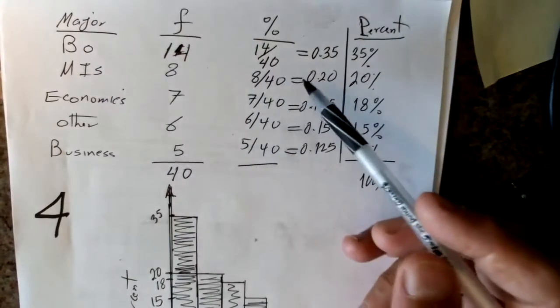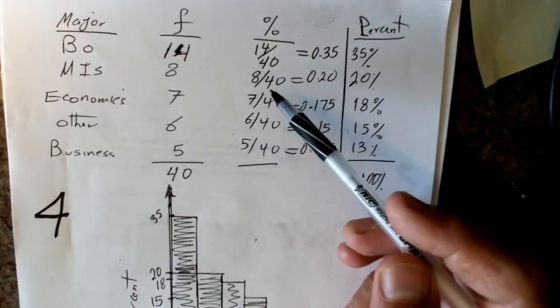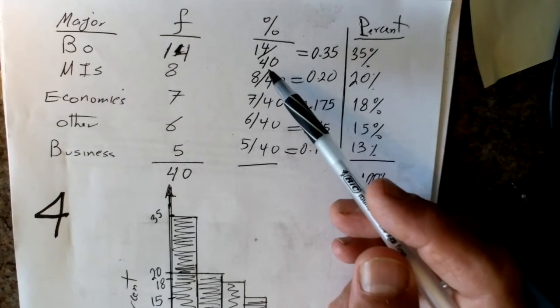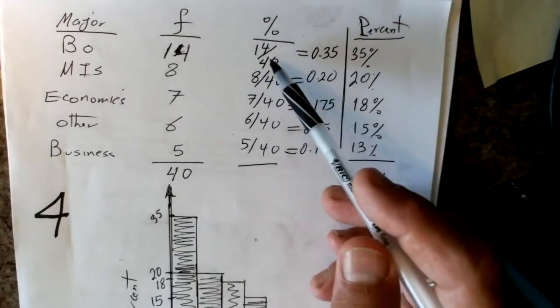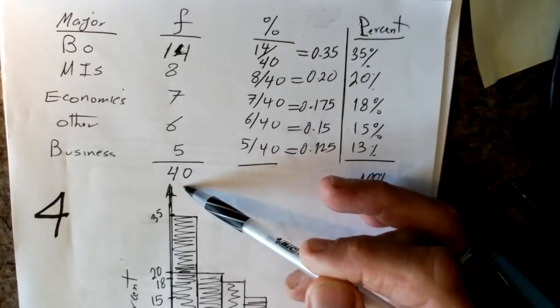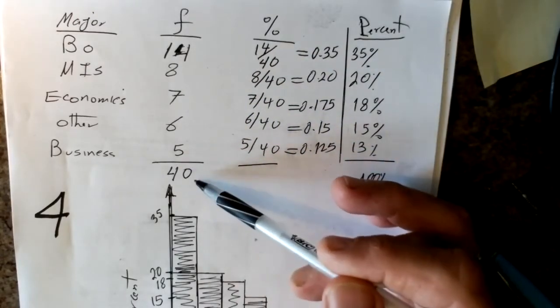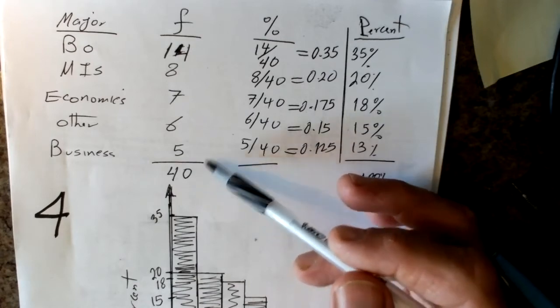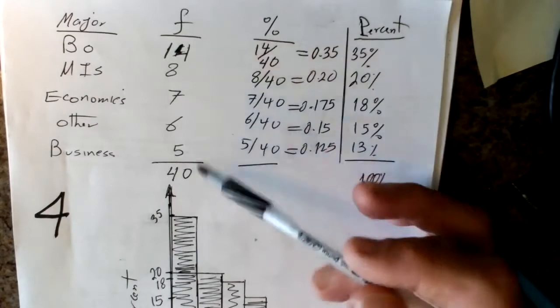So how do I calculate the percentage of student interest in each major? You add all the frequencies, which in this case is 40, a total of 40 students. It was randomly selected. And then you take each number and divide by that.